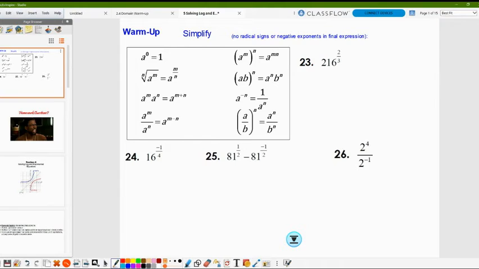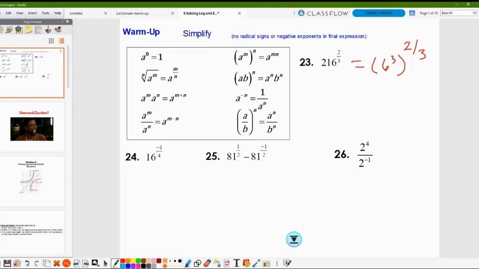We've got 216 raised to the 2/3. And while I could square 216 and then take the cube root of it, I want to make it a little bit easier on myself. And because I've been working on my number sense, I know that 216 is actually just 6 cubed. So I've got 6 cubed raised to the 2/3.